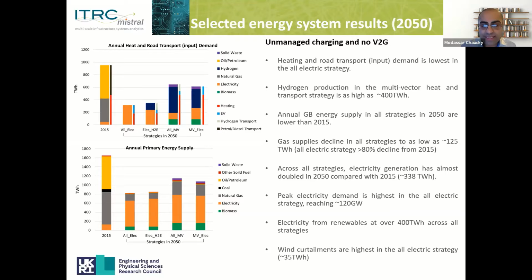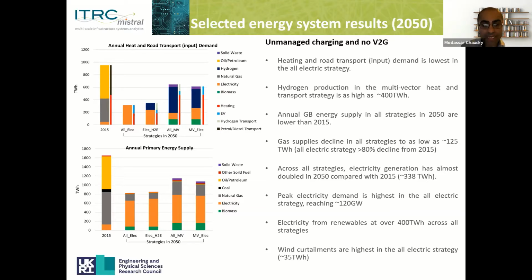Now, you can see that electricity generation, and this is a primary source of electricity generation, so wind, solar, hydro, nuclear, and imports, virtually doubles in the strategies in 2050 compared with 2015. So around 600 terawatt hours to meet heat and transport demand and production of hydrogen through electrolysis. We currently have a peak of around about 51 gigawatts on the electricity system. This increases to potentially around 120 gigawatts in the all-electric strategy.